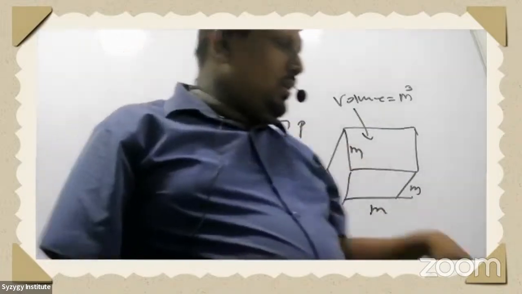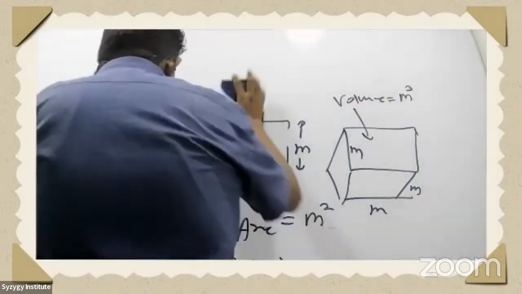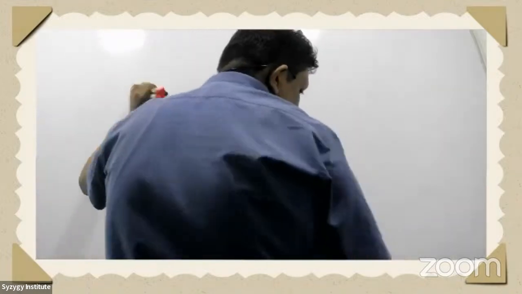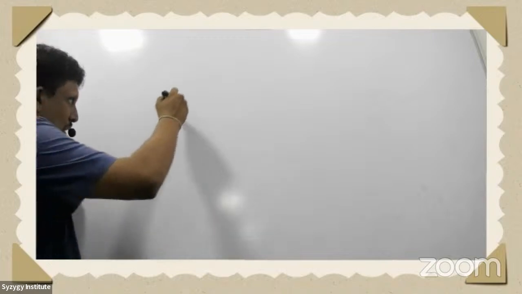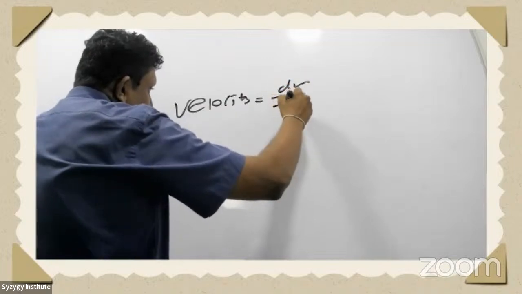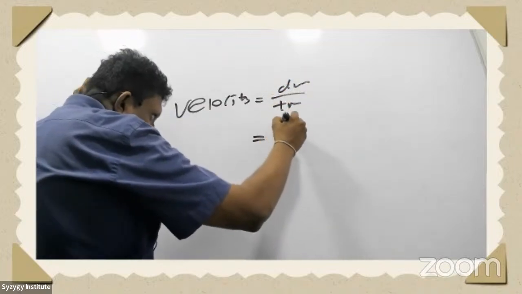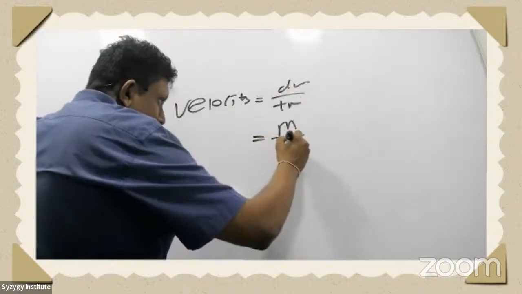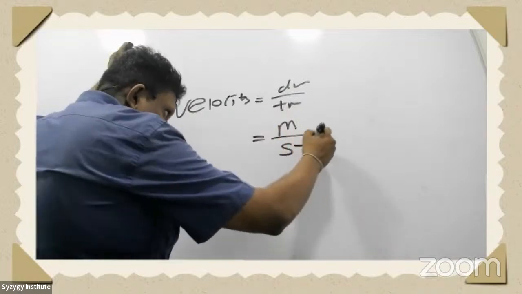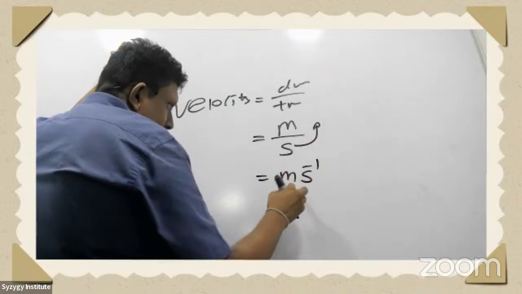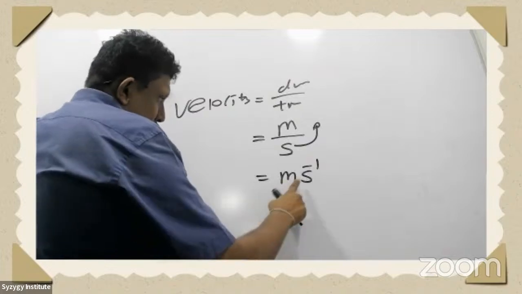Then, when it comes to velocity, what is the definition or equation of velocity? Displacement over time. Displacement we can measure using meters and time in seconds. Then when you take s to the upside, you can write ms minus 1. Meters per second.